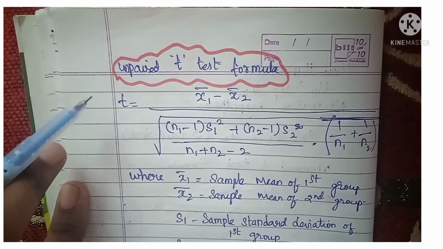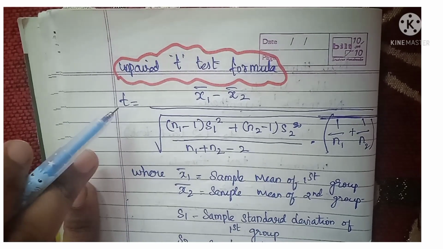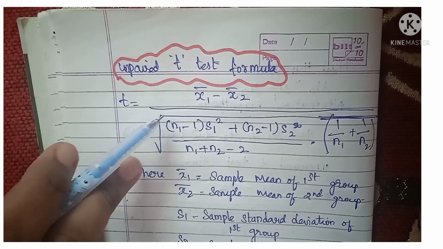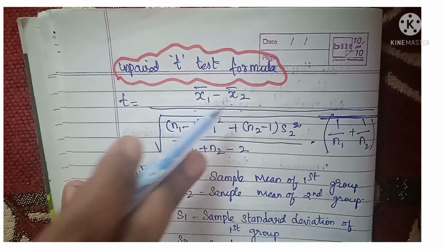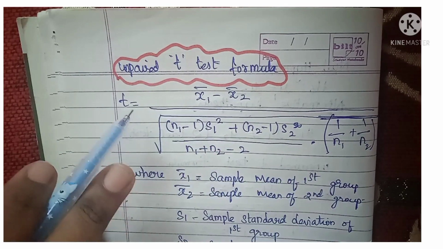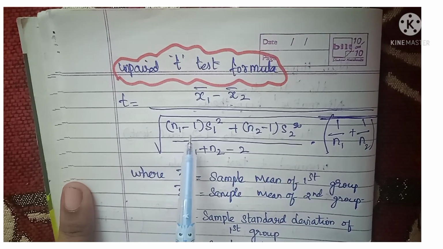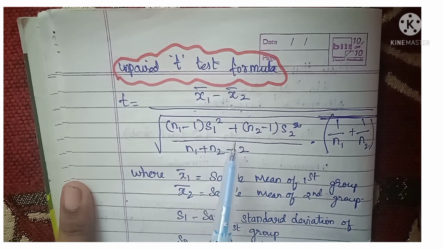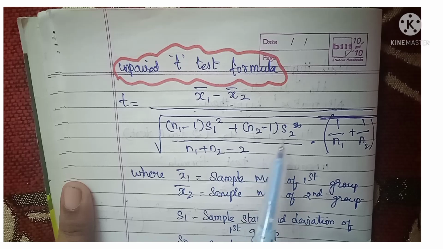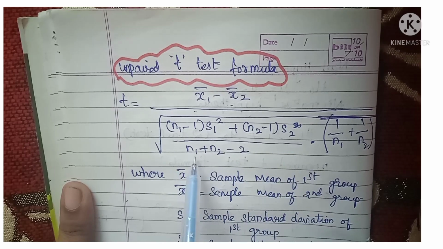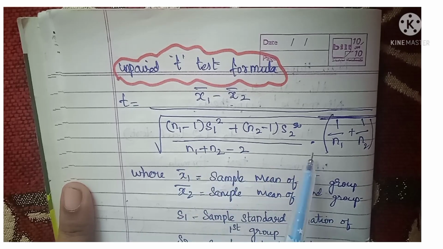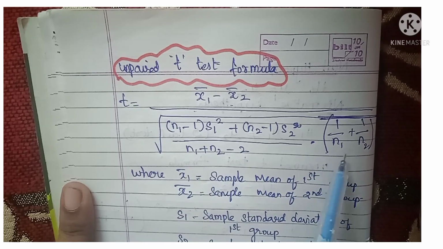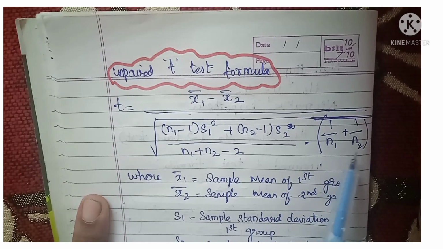Next we will see the unpaired t-test formula. So here the test statistic t is measured by using the formula: x1 bar minus x2 bar divided by square root of (n1 minus 1) into standard deviation 1 square, S1 square, which means standard deviation of first group square, plus (n2 minus 1) into standard deviation of second group, that is S2 square, divided by (n1 plus n2 minus 2) into (1 by n1 plus 1 by n2).